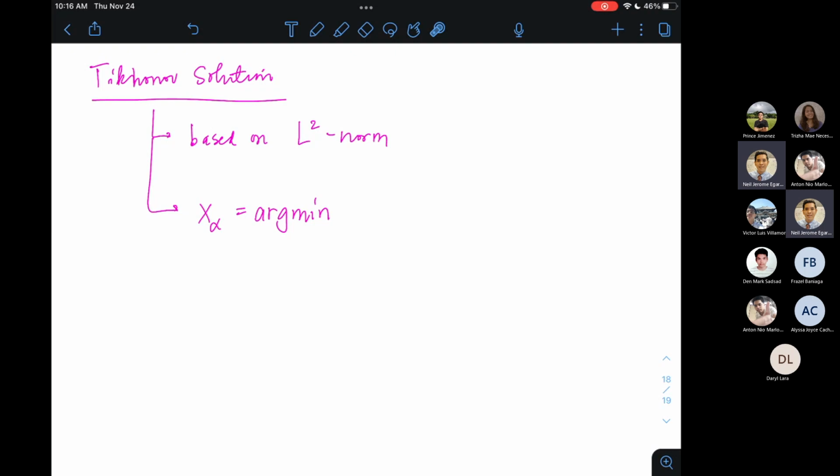So sabi natin, ang Tikhonov solution natin ay basically the minimizer of this functional or this L2 measure, which is basically the residual norm. So that's AX minus B. You take the L2 norm plus, or actually minsan nilalagay pa natin yung square dyan, that's fine.